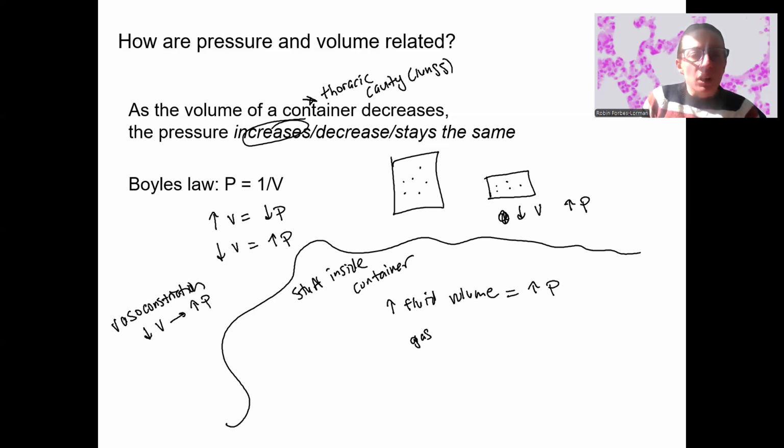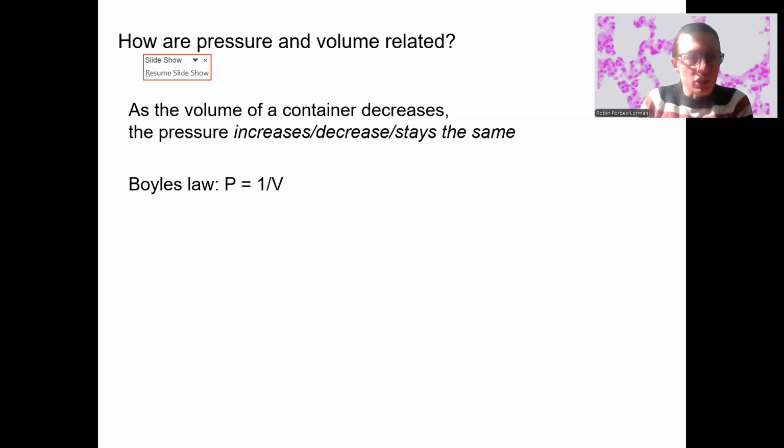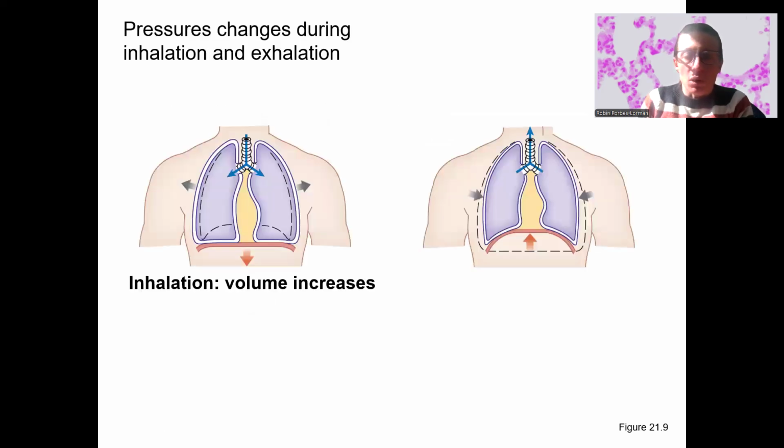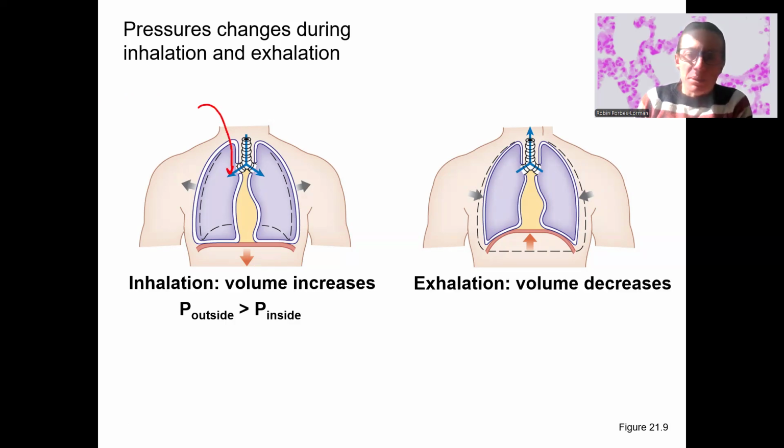Okay, so this Boyle's law is really the driving force for inhalation and exhalation. On the left here, volume is increasing because we have those muscles contracting. That means pressure outside the body is greater than inside, and that will allow flow of air into the lungs. Opposite on the other side here. During exhalation, volume is decreasing in the thoracic cavity and then lungs, and that means pressure inside is greater than outside, and we've got airflow out.